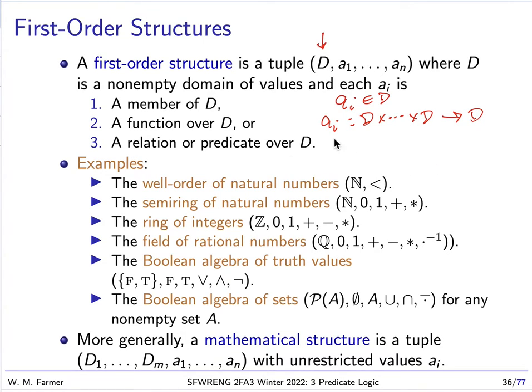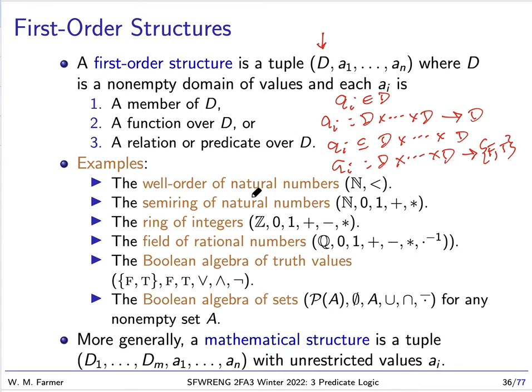Or it's a relation or predicate over D, which, if it's a relation, is going to be a subset of some Cartesian product of D. And if it's a predicate, it's going to be a function that takes several arguments of D and gives back the value false or true. So that's what a first-order structure is. There are many first-order structures that we run into in mathematics. I've given some examples here.